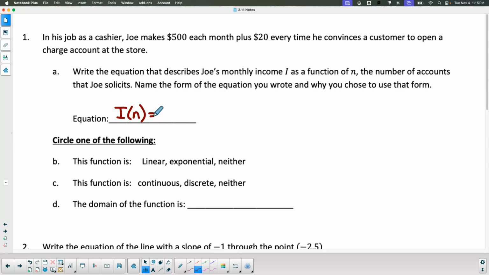So right off the start, this is going to be I of n equals. Because it told us that our income was I, and it's a function of n. So income based off of the number of accounts Joe solicits. Name the form of the equation you wrote and why you chose to use that form. Okay? So what do we have? Let's interpret what we got in this problem. What do we know? How much does he make each month? For sure he's going to make $500 a month, right? He's going to make $500 a month no matter what. Okay, what else do we know?